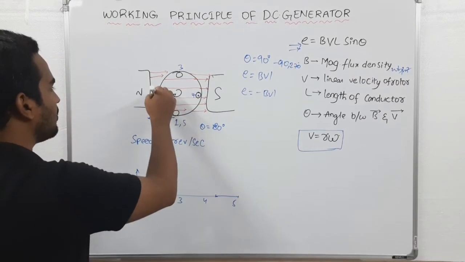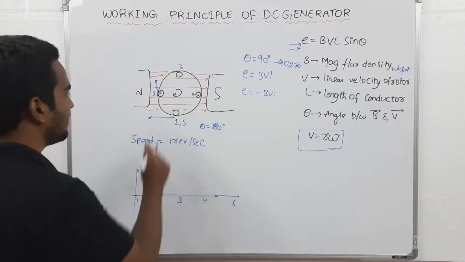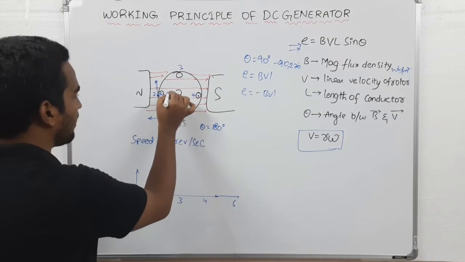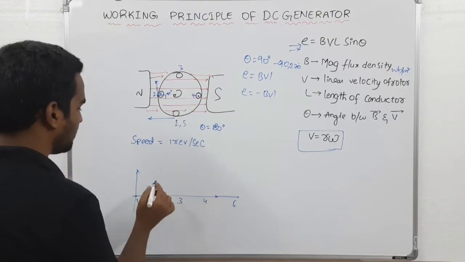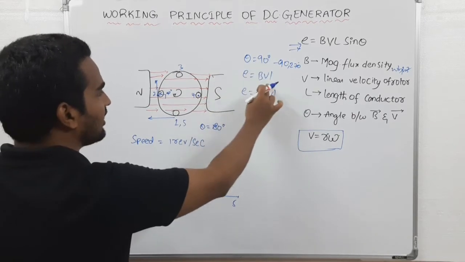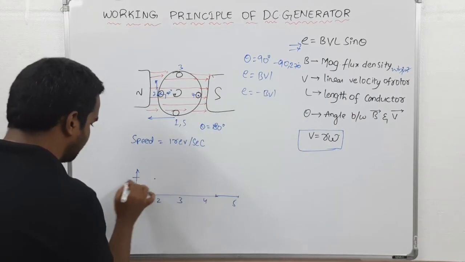At position 2, the conductor is moving in this direction and the flux lines are in this direction. The theta value is 90 degrees. So at position 2, when theta is 90 degrees, the value is B V L.